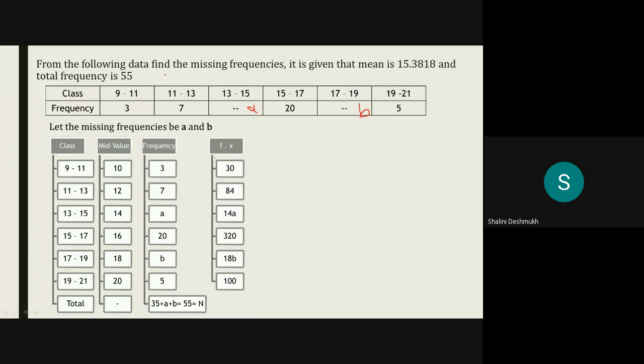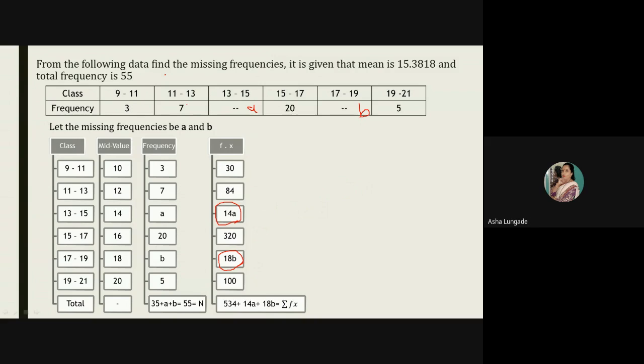Now what we have to do? Take a summation. In the summation, don't forget this: keep a and b as it is. Don't add them. Just go for the numbers, 30 plus 84 plus 320 plus 100, and then plus 14a and plus 18b. Check whether the answer is coming correctly. Don't add 14 and 18. Okay, correct, it is 534.